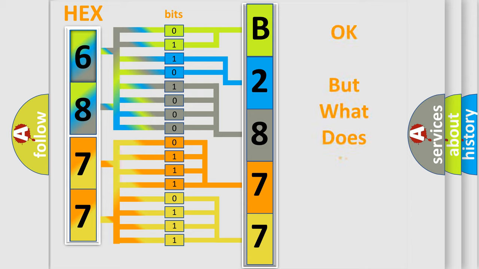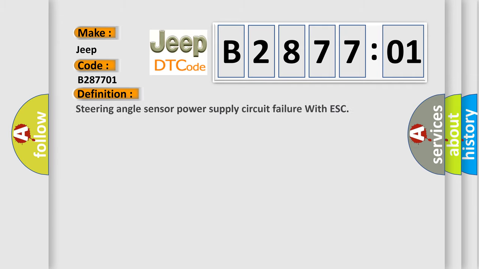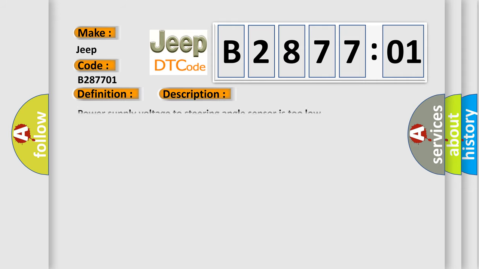The number itself does not make sense to us if we cannot assign information to what it actually expresses. So, what does the Diagnostic Trouble Code B2877-01 interpret specifically for Jeep car manufacturers? The basic definition is steering angle sensor power supply circuit failure with ESC. And now this is a short description of this DTC code. Power supply voltage to steering angle sensor is too low.